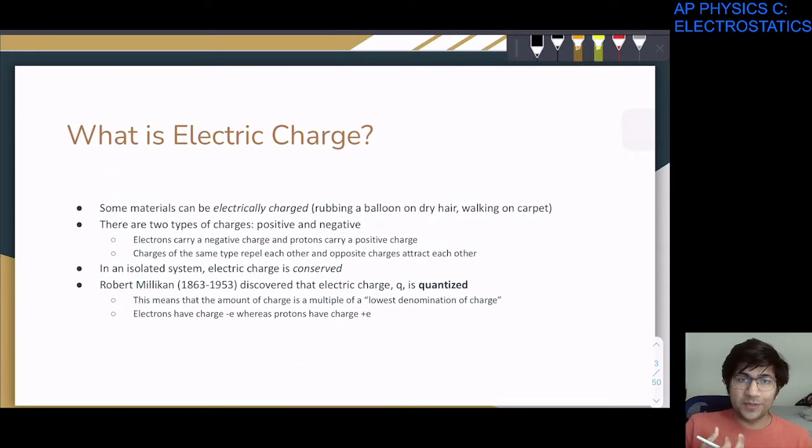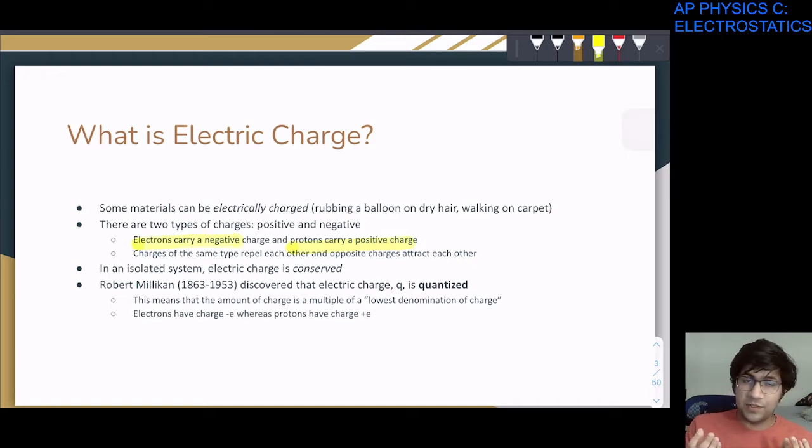Alright, so we have to start with fundamentals. So what is electric charge? Well, some materials can be electrically charged, and this is just an observation that we made many years ago. And there's two types of charges, and they're arbitrarily named positive and negative charge. So we observed in nature that there's these two groups of charges, and we just assign the names at random, positive and negative. In the positive group, we have protons that carry positive charges, and we say that electrons carry a negative charge.